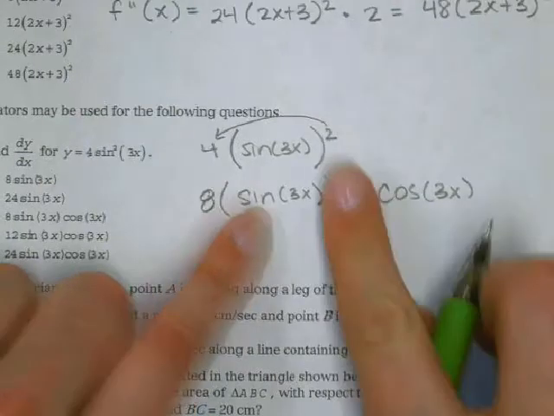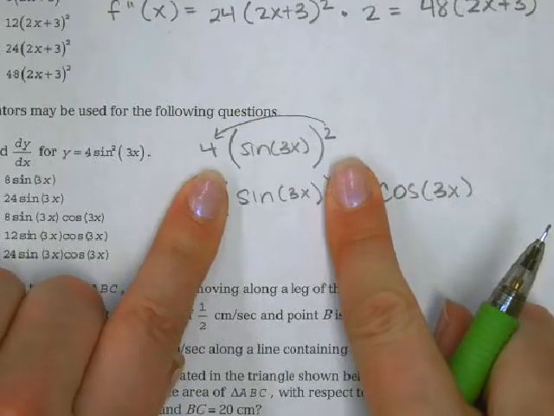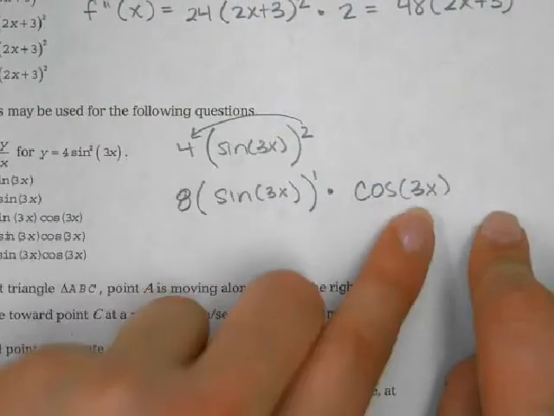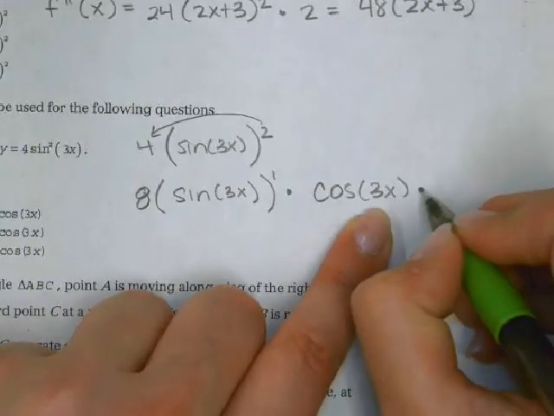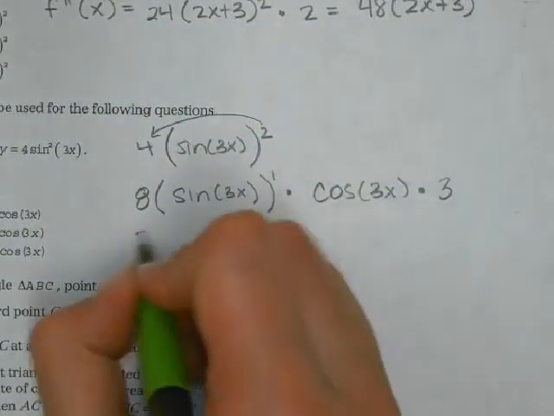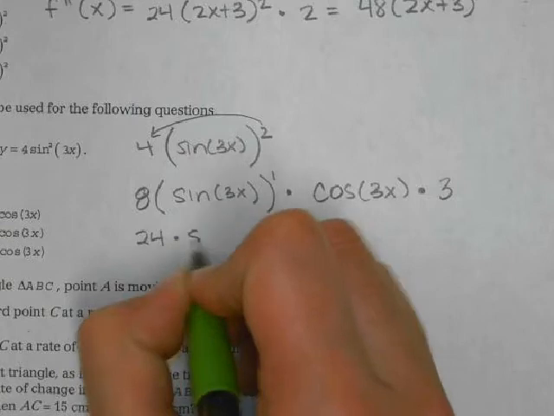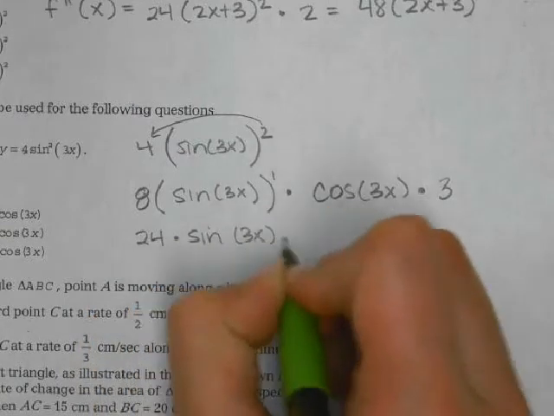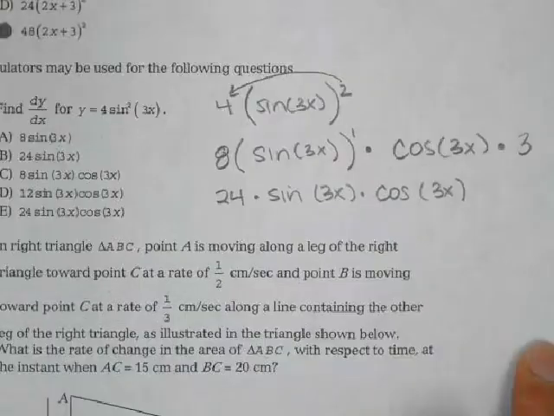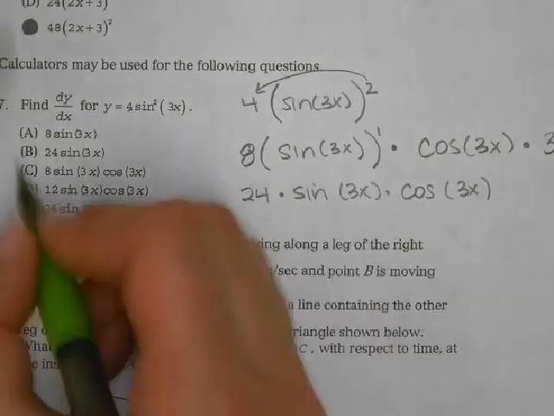Now the sine is kind of like the outside function. So the derivative of the outside function is cos, and I left the inside the same. Now I'm going to do the derivative of this inside, which is 3. So 3 times 8 is 24. And then I've got sine 3x, cos 3x. And I can see that matches up with E again.